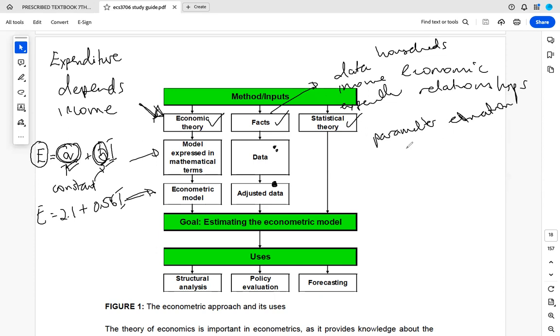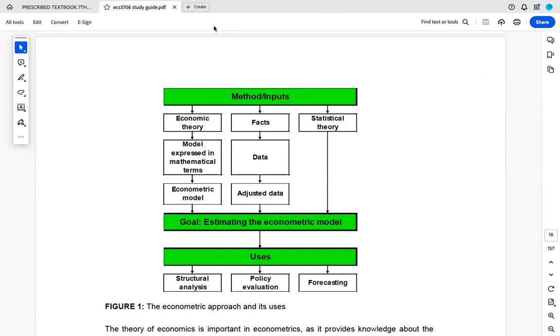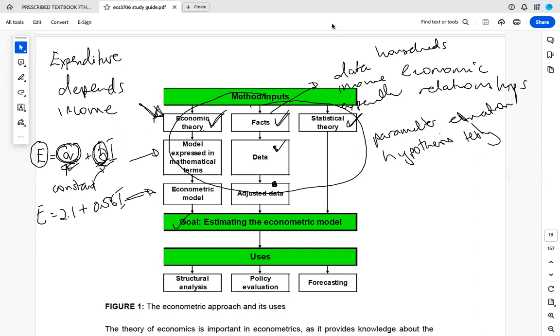We also use statistics to do some tests called hypothesis testing, whereby we are testing if these parameters are really appropriate and significant for this given model. So we do a number of tests. We take economic theory as an input, we take past data and facts as an input, and we also take statistical theory as an input. And then we group all of these items together, and they help us to come up with our econometric model. So that's what econometrics is all about, right?